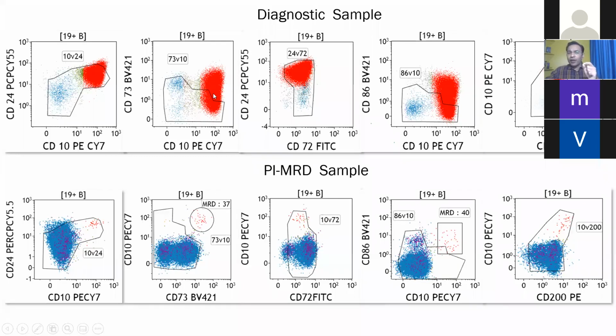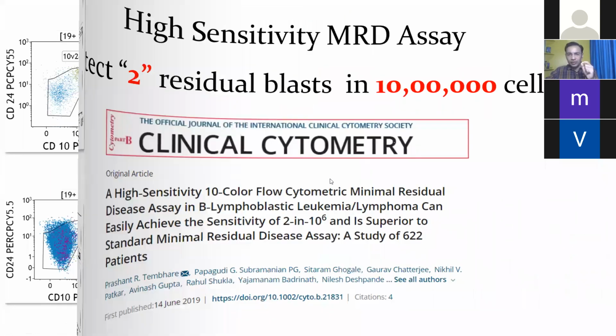Even at the time of diagnosis, they were outside. So the above row indicates diagnosis, and the below row indicates the residual disease. So you can see they were outside. CD73 was overexpressed or strongly expressed, and CD86 was also overexpressed and strongly expressed. So here you can see these blasts were outside the gate as compared to the normal, indicating residual disease.